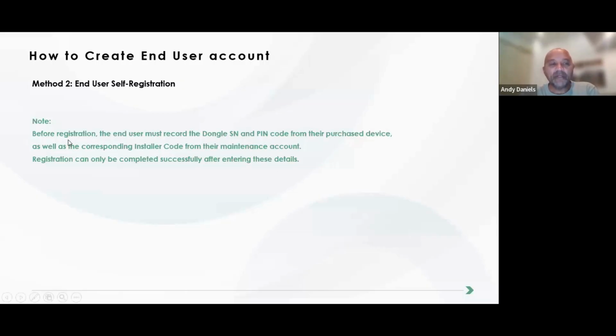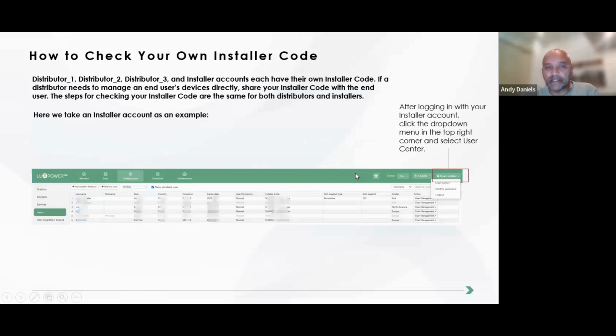So before the registration, the end user must record the dongle serial number and the PIN. Our stuff's printed on a box. You can have it with him, as well as the corresponding installer code here, from their maintenance account, and then the registration can be completed successfully after entering these details.